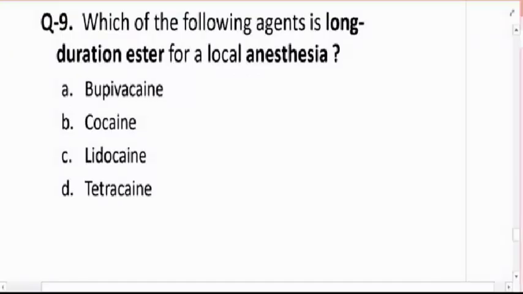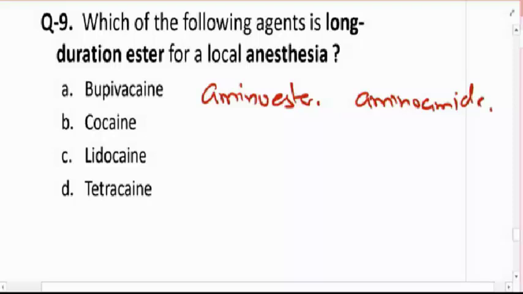Now, question number 9. Which of the following agents is a long duration ester local anesthetic? You can divide the local anesthetics into two groups, amino esters and aminoamides. Amino esters contain only one I, while aminoamides contain two I's.